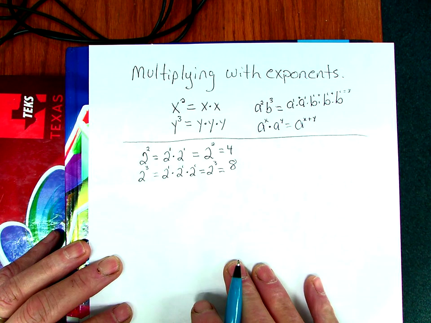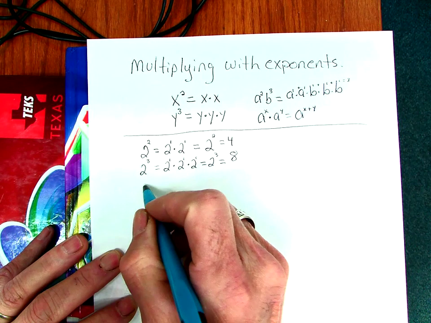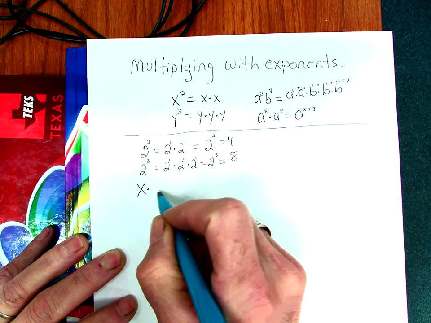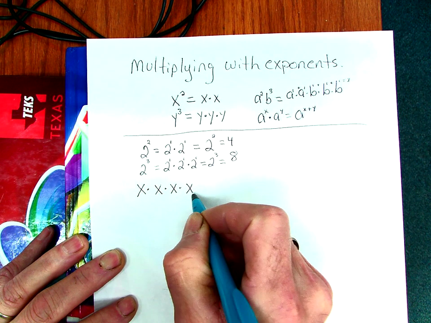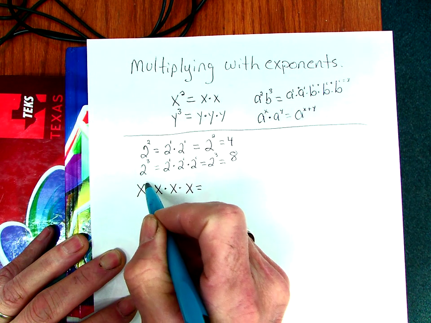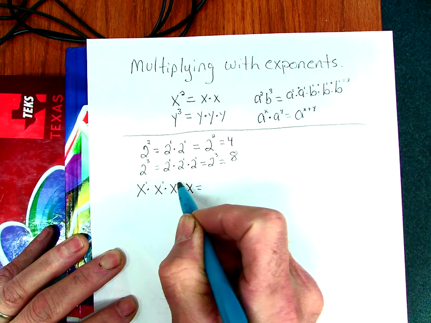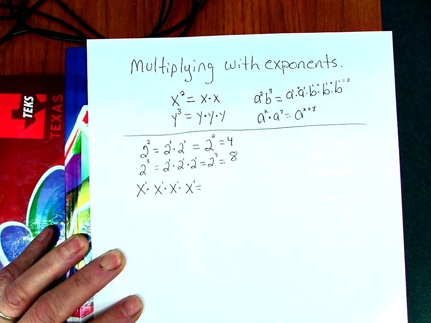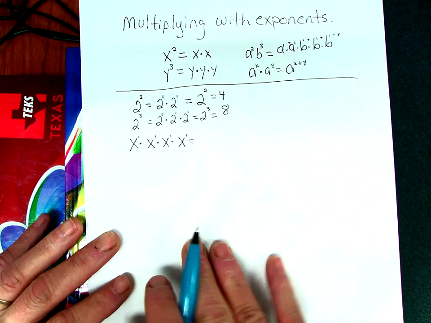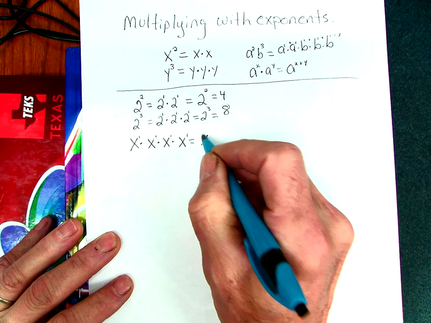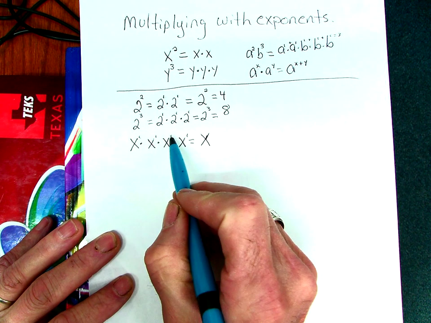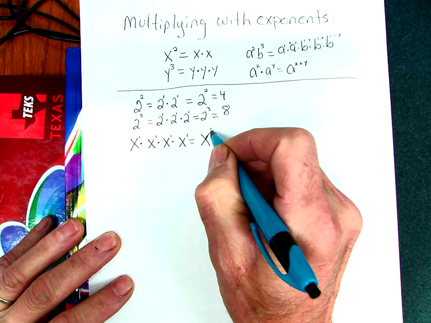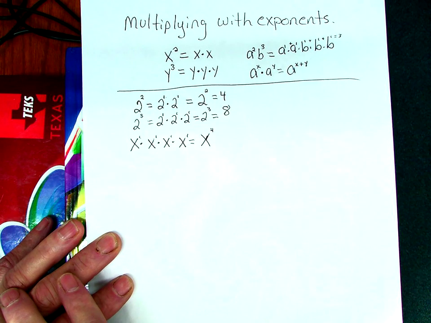Now let's do it with variables. If I have x times x times x times x, each one of these has a power of 1. Remember, if there's not a power written, the power is 1. And this ends up being the base. Now 1 plus 1 plus 1 plus 1 is 4. X to the 4th.